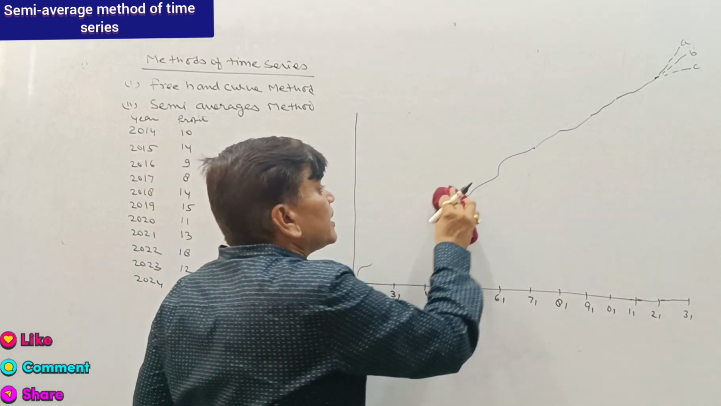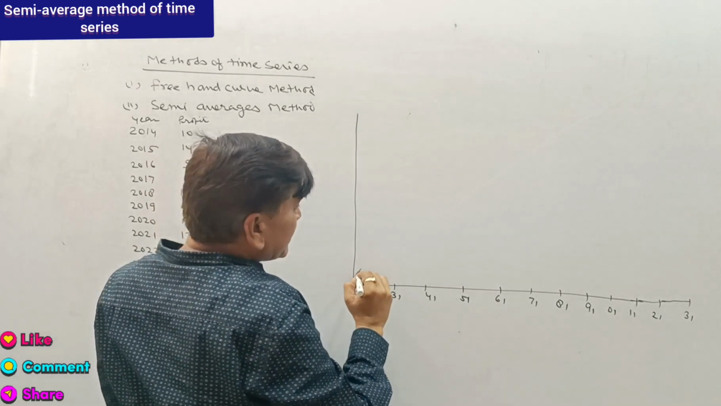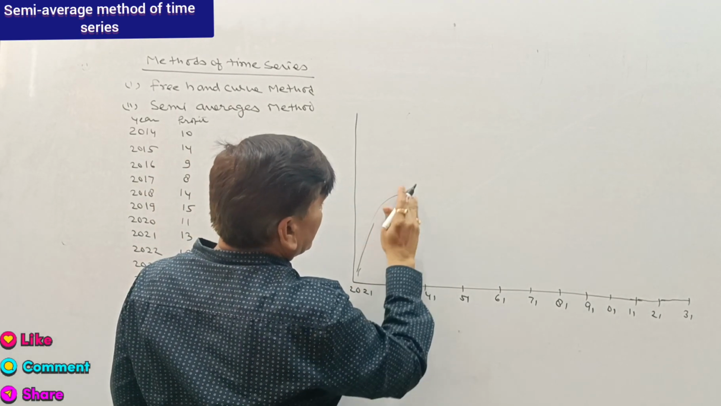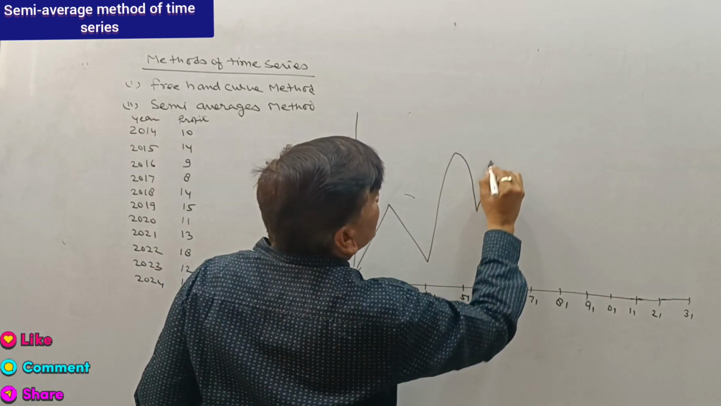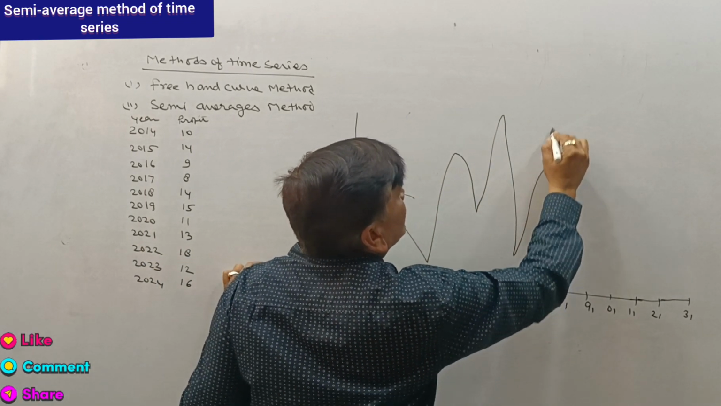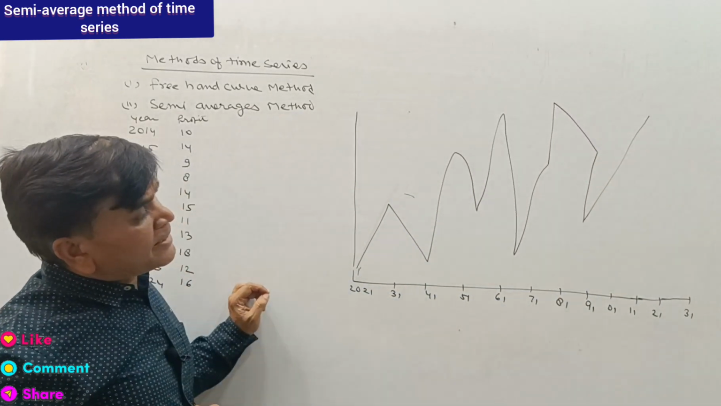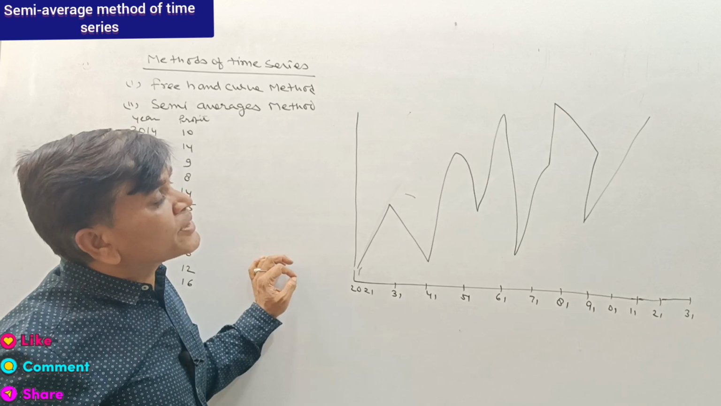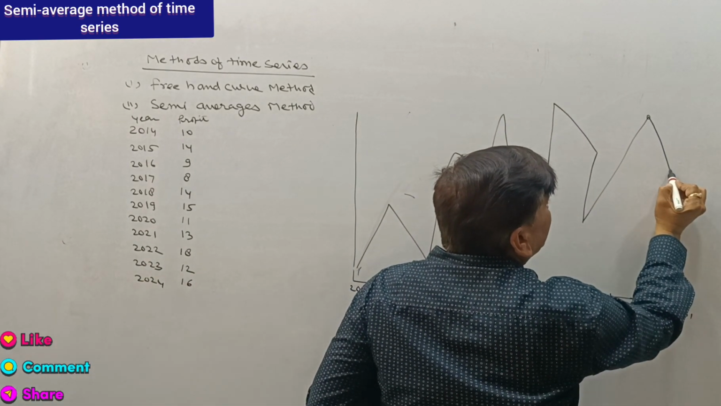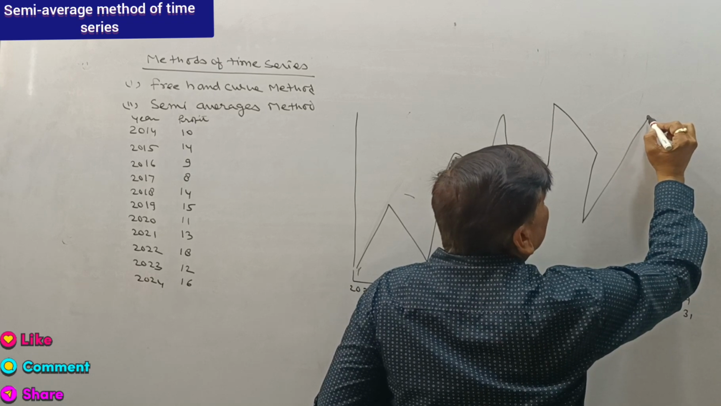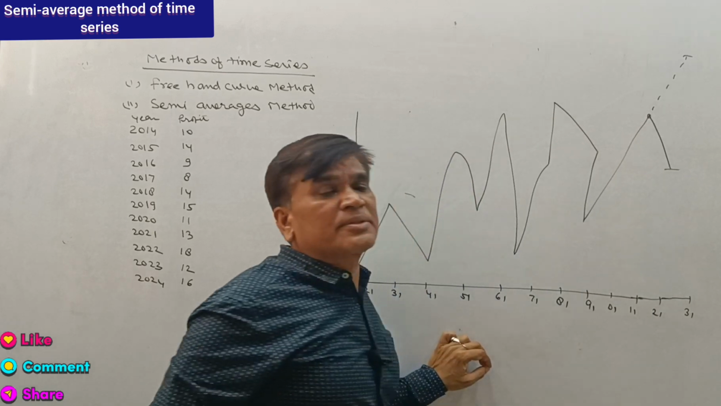One more thing: if our original data is like this, sometimes increasing, sometimes decreasing, increasing, decreasing, increasing and decreasing. If the data is like this and we have to forecast, and suppose we predict that this year it will decrease but actually it increases, then there is a huge difference in the forecast.